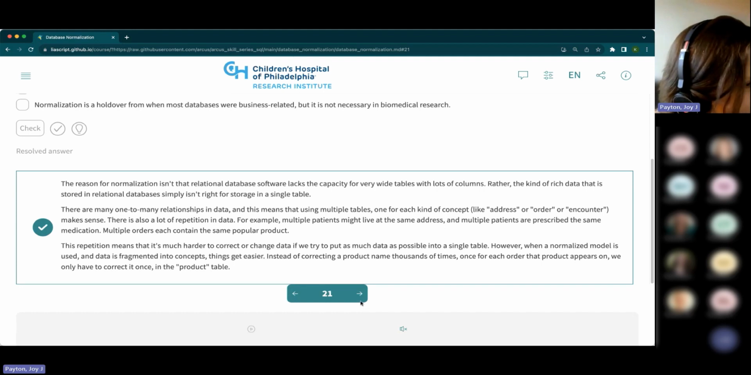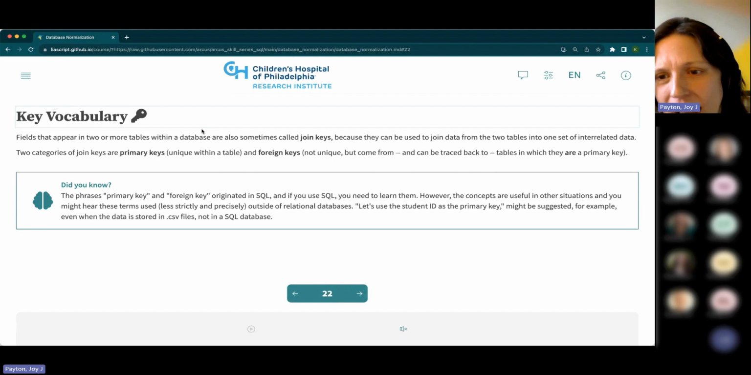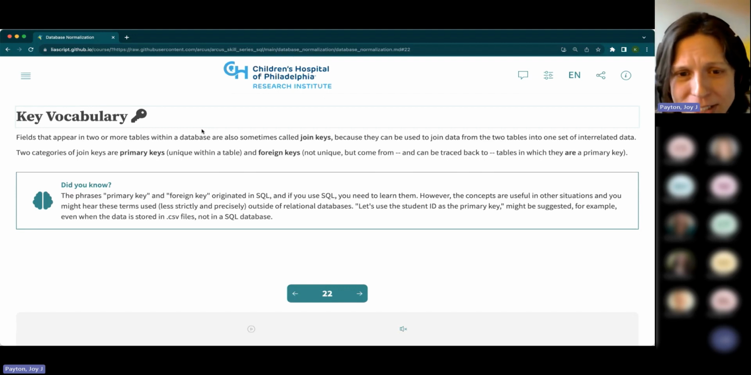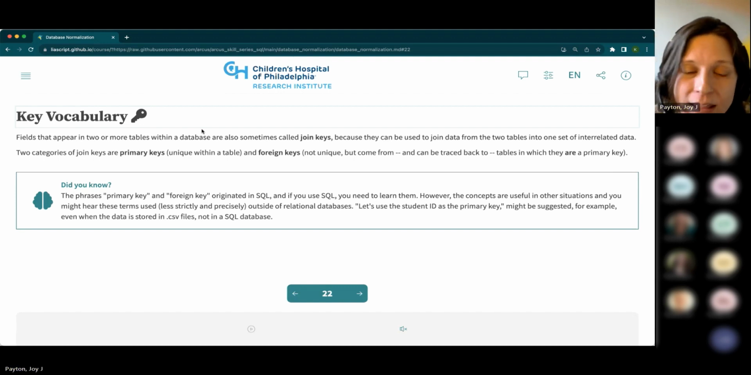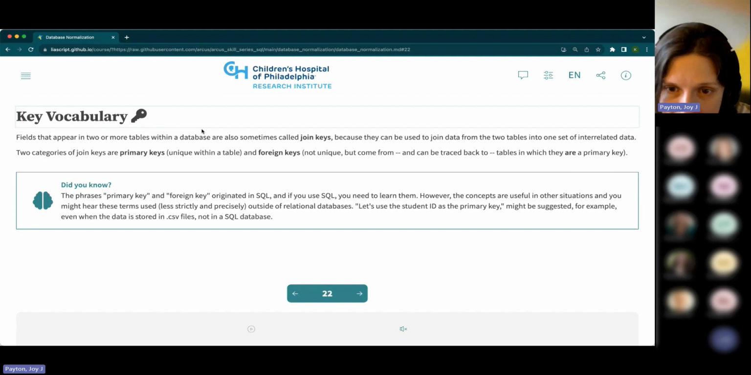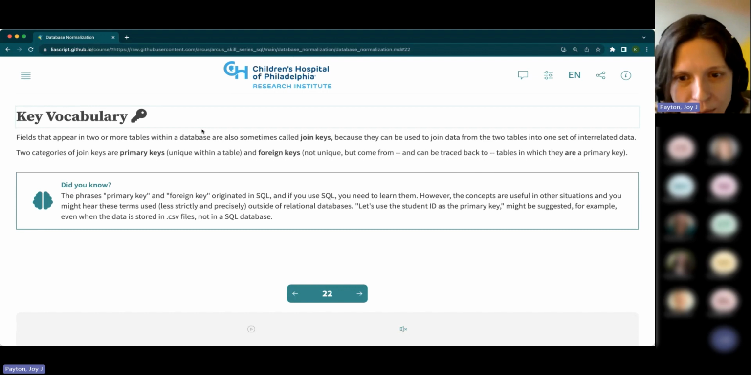Let's add a little bit of vocab here. So we already talked about primary keys and foreign keys. So I'm going to add the term join keys. And I don't often just read slides aloud, but that's what we're going to do here. Fields that appear in two or more tables within a database are also sometimes called join keys because they can be used to join data from the two tables into one set of interrelated data. And these join keys we can break down into primary keys, which are unique within a table, and foreign keys, which are not unique, but they come from and they can be traced back to tables in which they are a primary key.